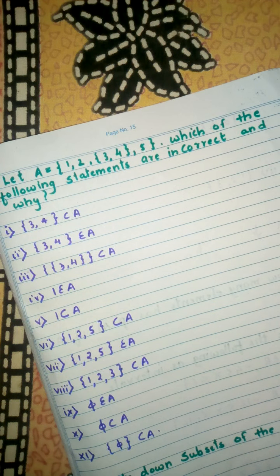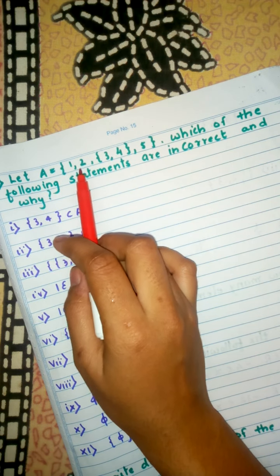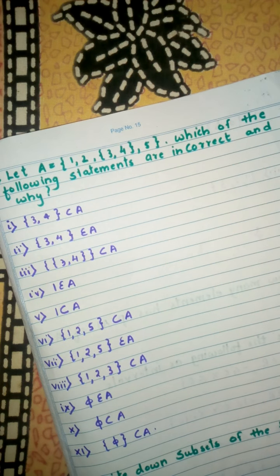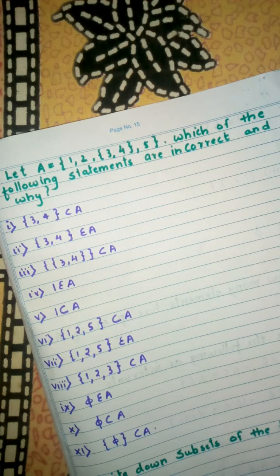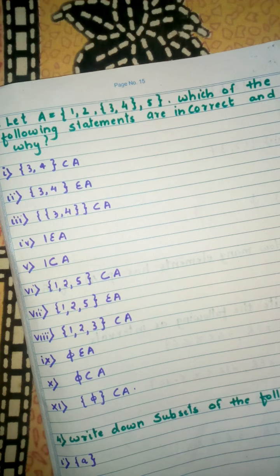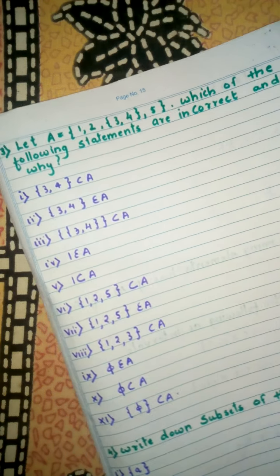In question number 3 we are given one set, A equal to {1, 2, {3, 4}, 5}, and we are asked which of the following statements are incorrect and why. Here we are given 11 statements. We have to see whether they are false or not, and we have to give the reason.